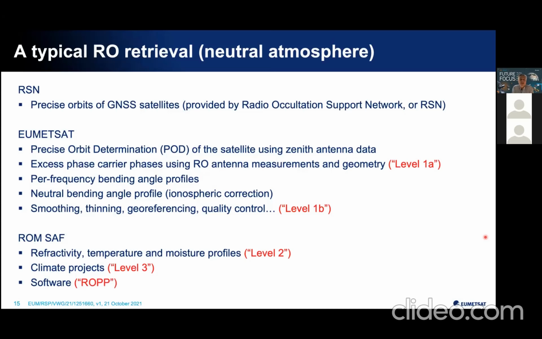And from there, we calculate bending angle profiles for each frequency. We combine them, that is this ionospheric correction. And then, of course, we do smoothing and thinning and georeferencing and quality control and so on. And that we call level 1B, or bending angle profiles.